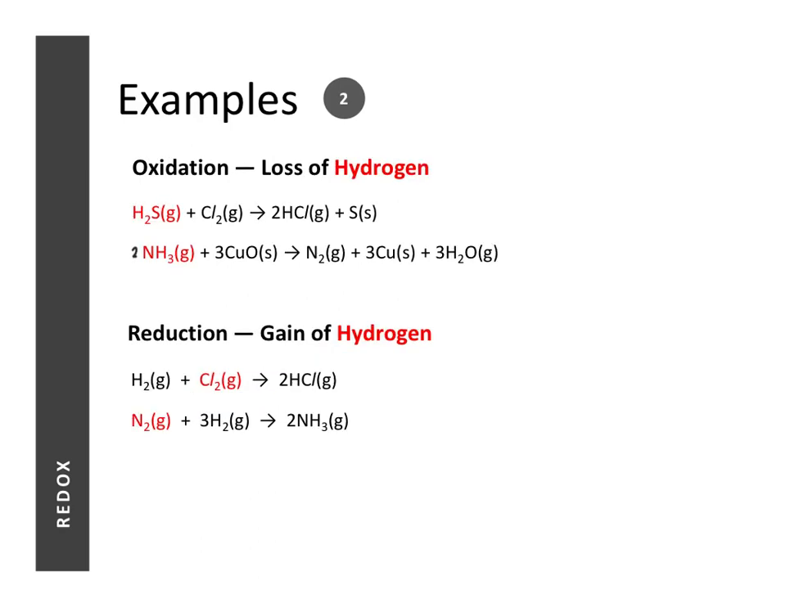Now we look at examples for the second definition, gain or loss of hydrogen. In the top half of the slide, I hope that you can see that the substances in red have lost hydrogen through the reaction. So therefore, we say that these substances have been oxidized and oxidation has occurred for these substances. In the bottom half of the slide, I hope you can see once again that the substances in red, or the underlined substances, have gained hydrogen through the reaction. So therefore, we say that these substances have been reduced or reduction has occurred for these substances.